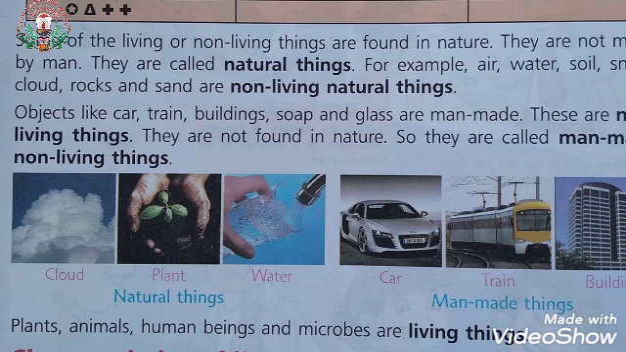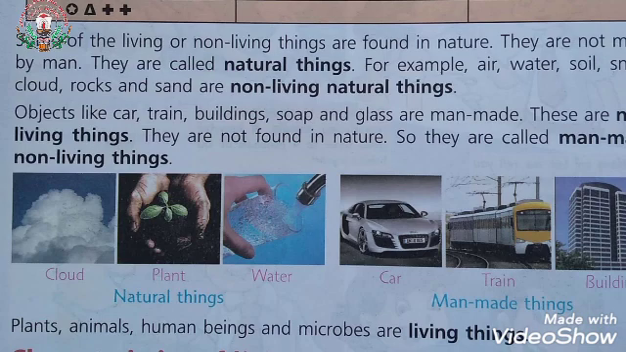All living things that we see around us can be categorized into two categories: living things and non-living things. Some of the living or non-living things are found in nature. They are not made by man. They are called natural things. For example, air, water, soil, snow, clouds, rocks, and sand are non-living natural things.